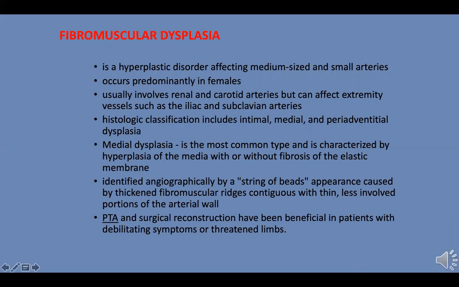So we're done with peripheral artery disease. So the next topics are other arterial disorders.